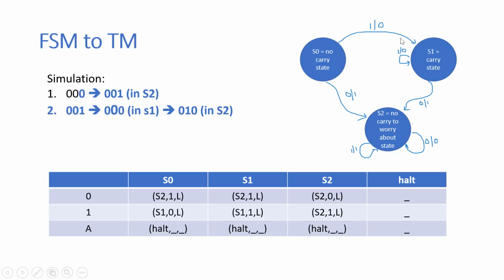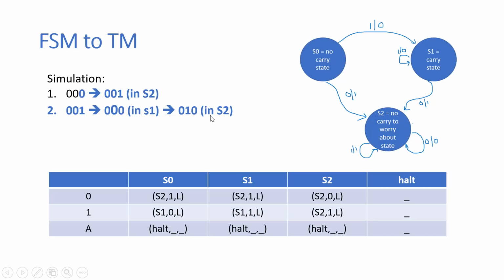So if you see a 1, you print a 0, which is this one here, and go to the carry state. And now you have a carry state. Now you're in S1. And then you process this 0. Now when you process that 0, you're in the carry state. So you write a 1, which is this one here. So you write a 1 and go to no carry to worry about here, which is the S2. So now you're in S2.